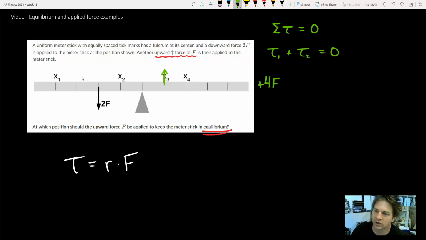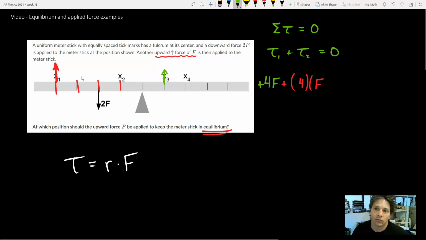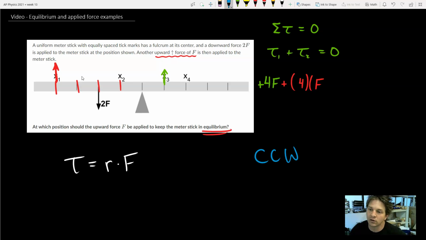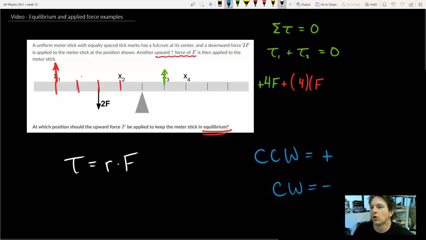The only other way I can get a 4 here to cancel it out is if I put my force F here. That would be 1, 2, 3, 4 tick marks out. So a radius of 4 and a force of just F. But it is going clockwise. And remember, when we're talking about rotation, counterclockwise is the positive direction. Clockwise is the negative direction. Okay? So when we look at this, we would say, all right, that's a negative.